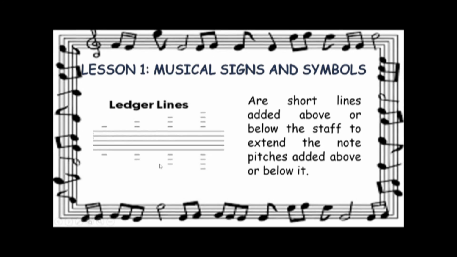Okay, next is the ledger line. A short line added above or below the staff to extend the notes or pitches added above or below it. So, the ledger line is the extension of the staff, so that you can put extra notes or extra rest in each ledger line. Okay, again, this is what you call the ledger lines.